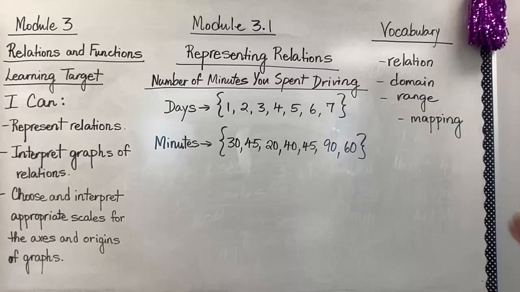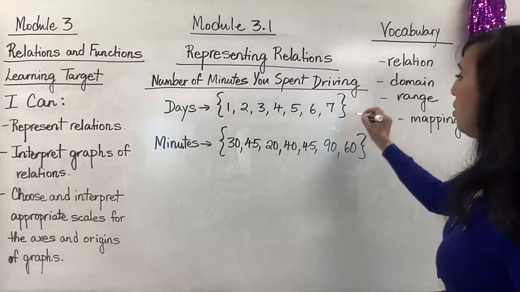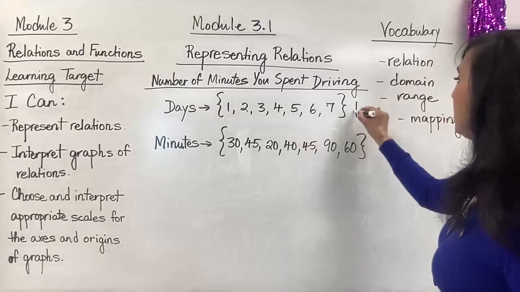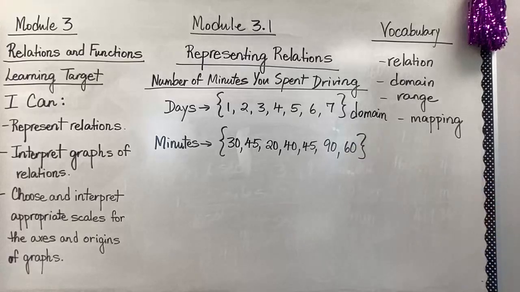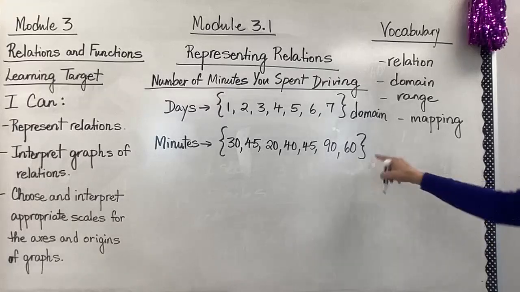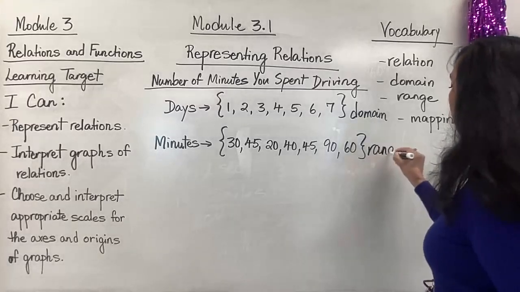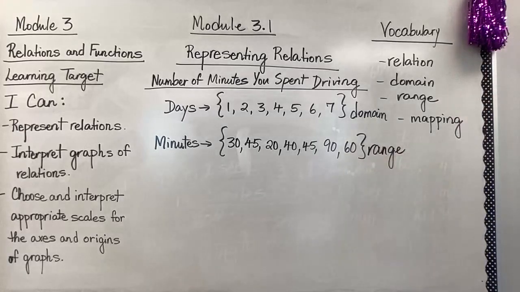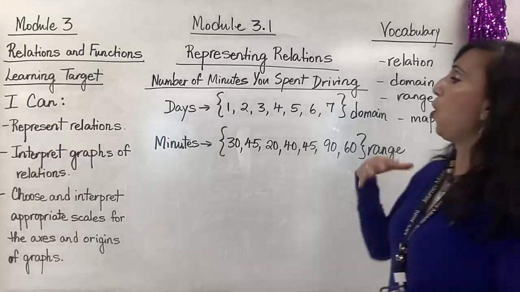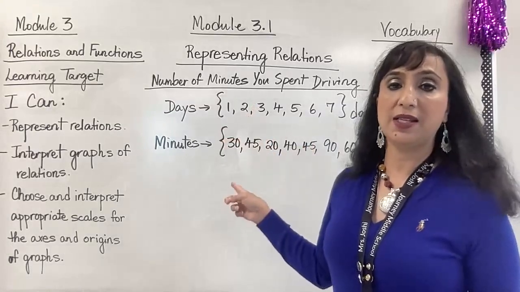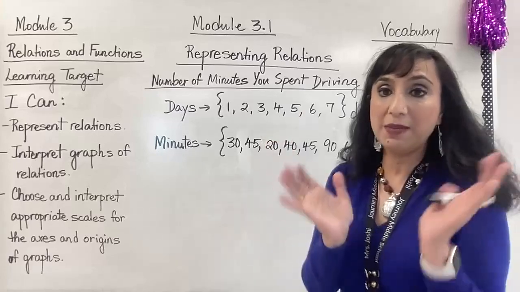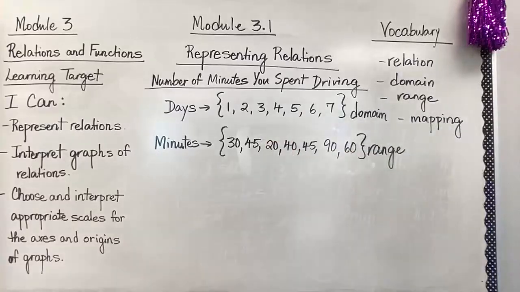The set of days is the domain of the relation, and the set of times is the range. So a relation is a set of ordered pairs. For example, on day 1, you do 30 minutes. On day 2, 45 minutes. So it becomes a set of ordered pairs that we have.